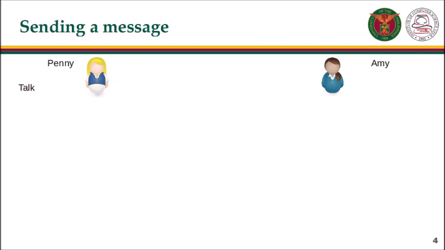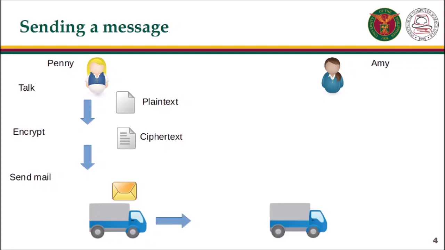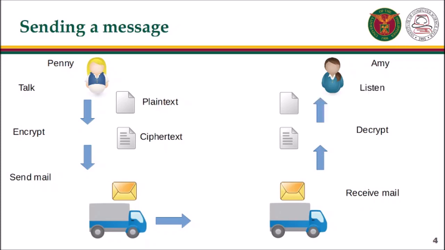So Penny will talk, and the robot will listen, and the robot will make a plain text. To add some privacy, she will encrypt it to make a ciphertext. Then she will send the mail. The mailman, in this case, uses a truck. When the truck arrives at Amy's to receive the mail, she will receive the ciphertext, so she needed to decrypt it. The plain text will be read by the robot and say it aloud while Amy listens.